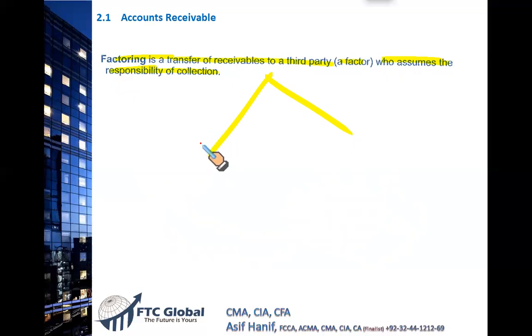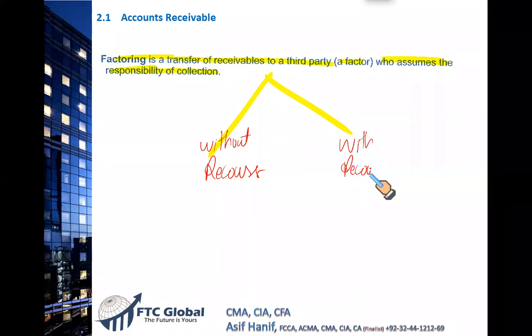First is called without recourse, and the other is called with recourse. Just try to understand this: with recourse and without recourse.